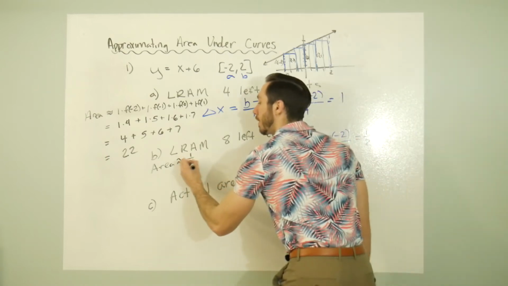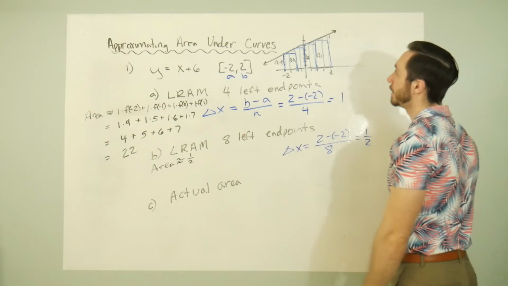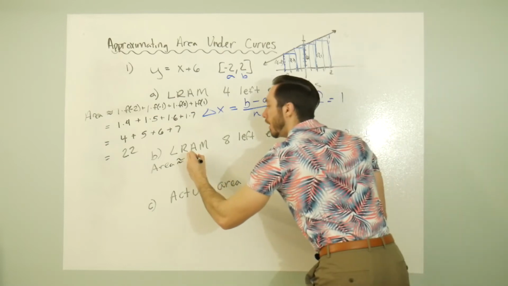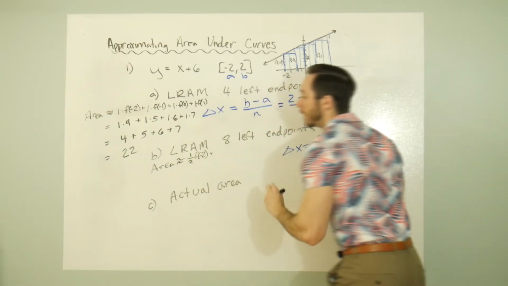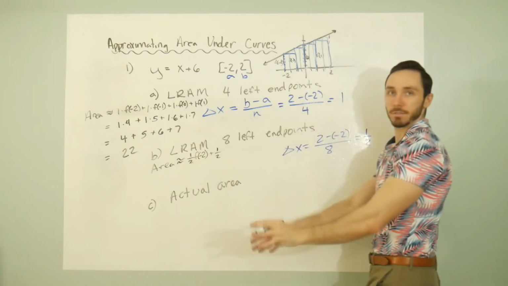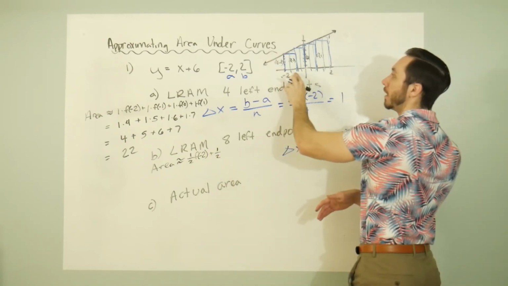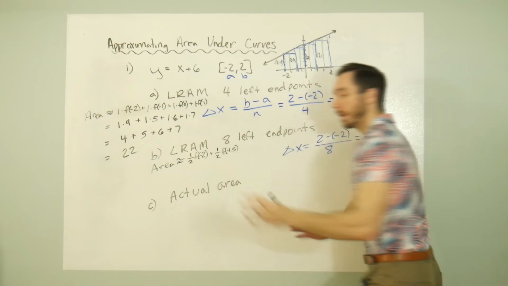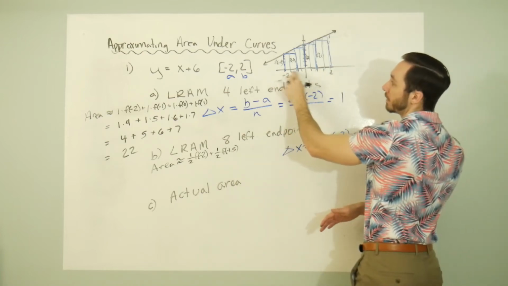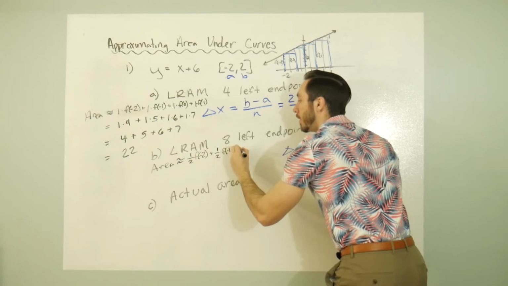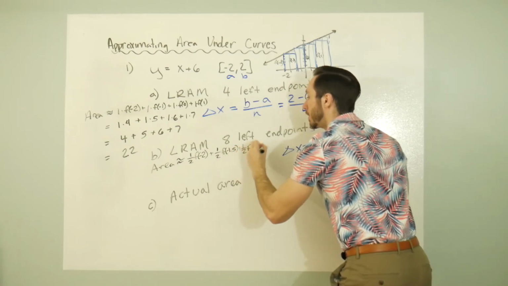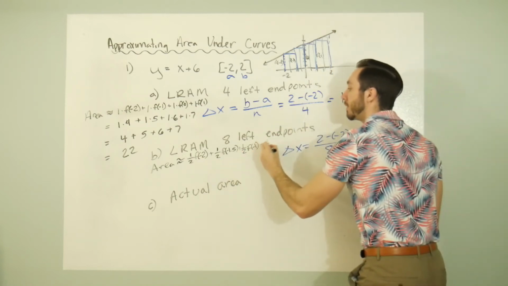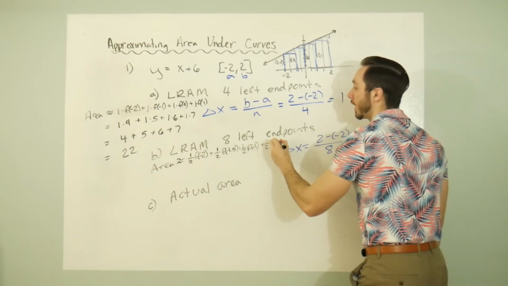So first rectangle, it's going to be half, and it's still LRAM, so it's still going to be the first output, which is f of negative 2. Okay, the next one. So I'm moving half an x value to the right. So I was once on negative 2, I'm now on negative 1.5. Move half over again, so instead of being at negative 1.5, I'm now on negative 1. One, two, three. So my fourth one, move a half to the right again, so it's going to be 1/2 times f of negative 0.5.